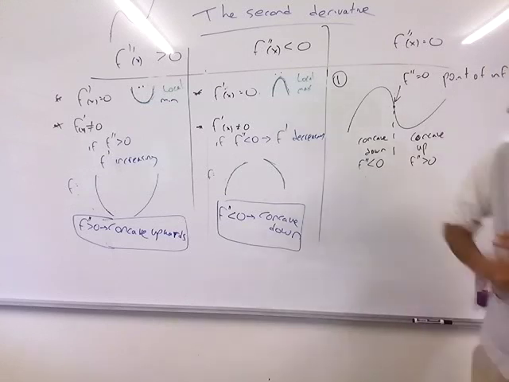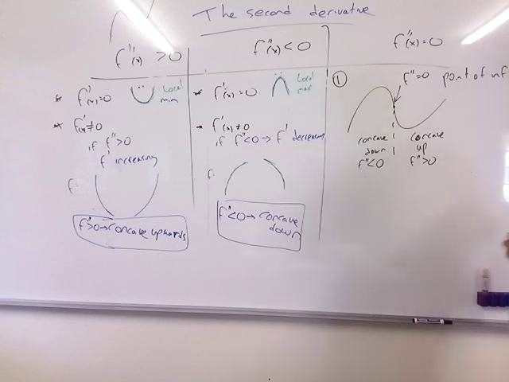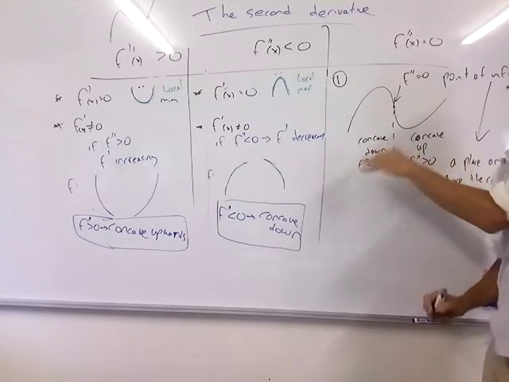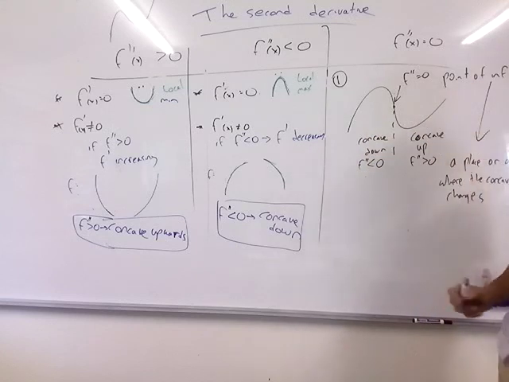And now we're giving a proper definition for point of inflection. Okay? The point of inflection is a place on the graph where the concavity changes. Where we go from concave down to concave up, that is the point of inflection.